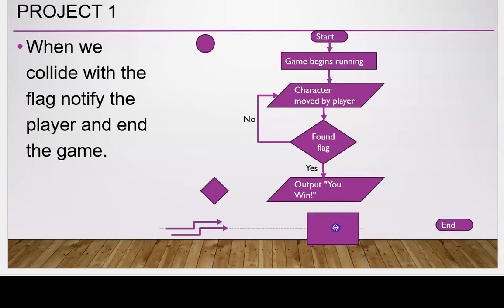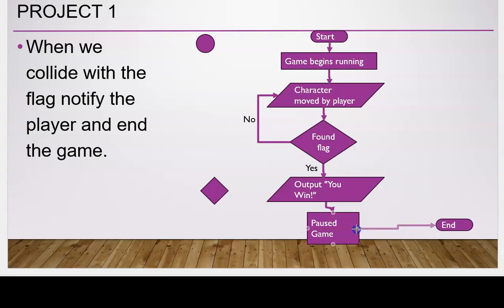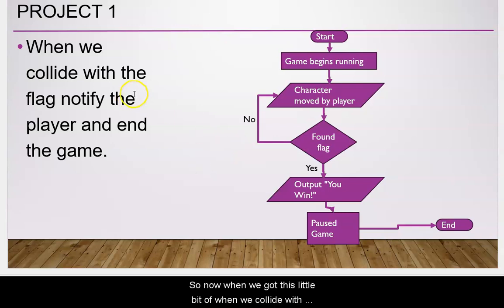I'm going to move this over here. We could have also paused game, or ended game. And we'll just add the arrows there. And then we need one last arrow to go to end. So I don't need any more decisions, and I don't need any more of that. So now we've got this little bit of when we collide with the flag, notify the player the end of the game.